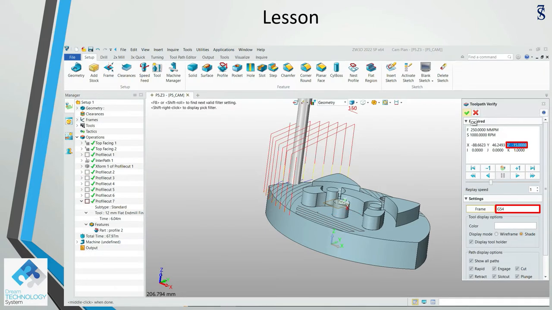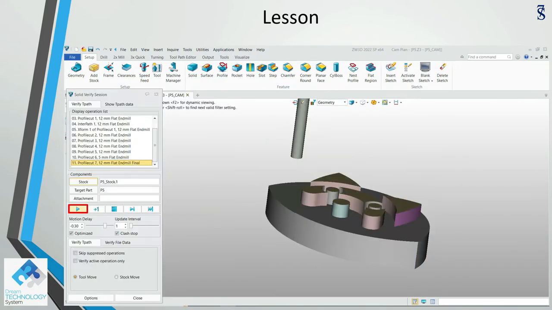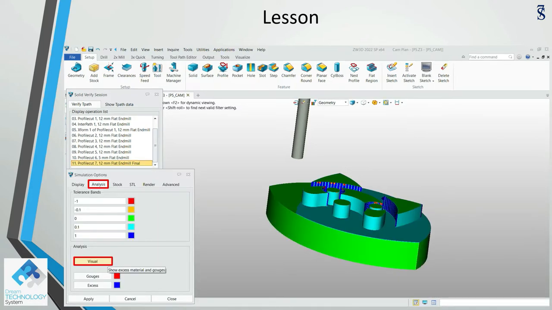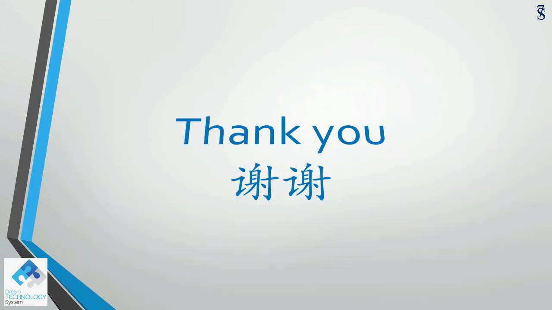Set the frame. You can see Z minus 15, which is the final depth. Click OK. OK again. Let's go into solid verify. Looks good on analysis visual. We save the file. Let me switch the screen to show you step by step how to complete the task.